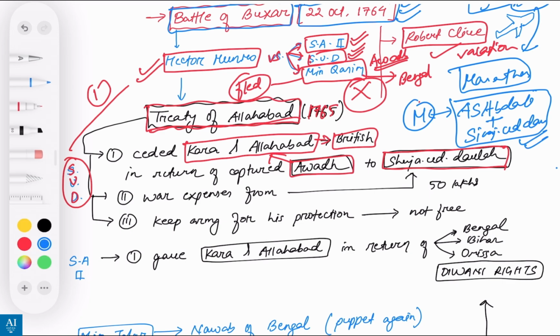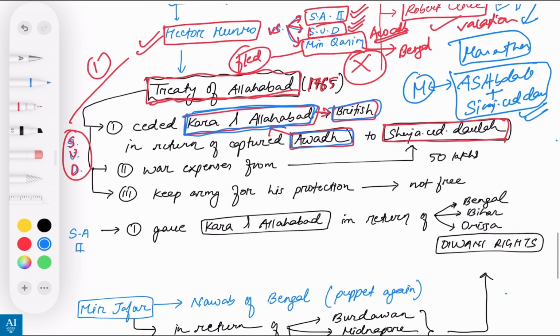say it again. In the Treaty of Allahabad, Hector Munro and Siraj-ud-Daulah signed a treaty. First, they said to the Nawab of Awadh that you are defeated, so Awadh is mine. If you want your Awadh back, then give us Kara and Allahabad. So Kara and Allahabad were given to the British in exchange for Awadh.